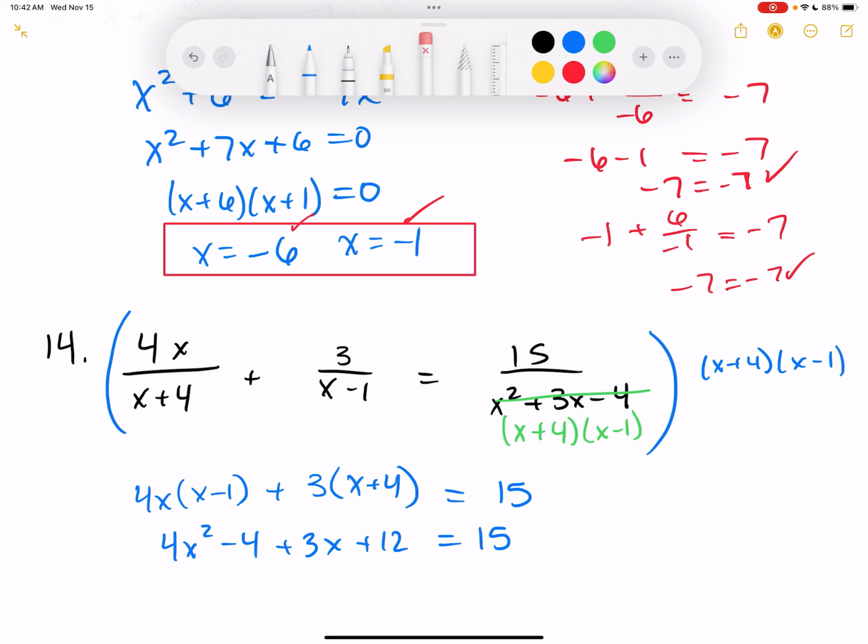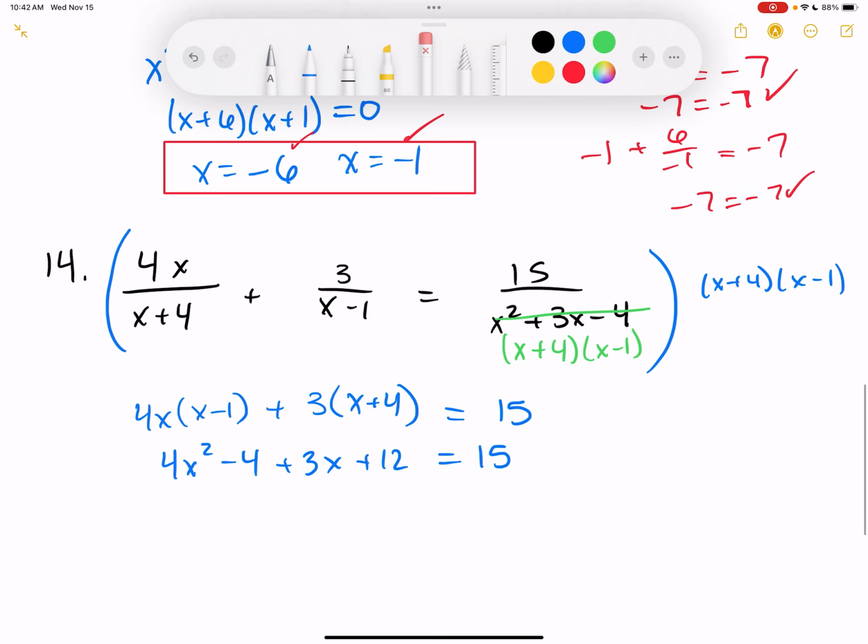So at this point, I would move everything over to one side. And so you would end up with 4x squared plus 3x minus 7. Josh?